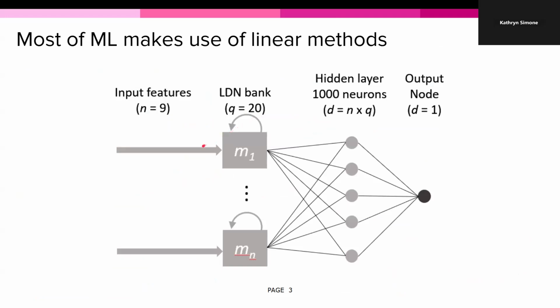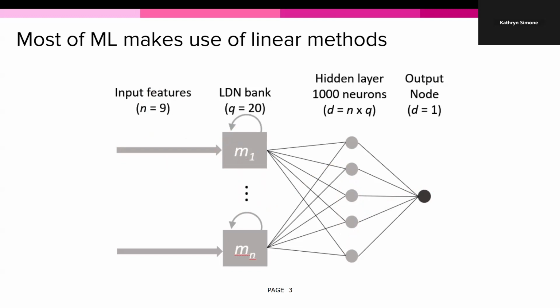And so this is what the architecture of that classifier looked like. We had 9 input features, and for each one, we applied a Legendre delay network to extract that compressed vector representation. We then fed that into a hidden layer of 1,000 neurons, and it was the output of those neurons that then converged onto the output node, which returned the class. Either a fall occurred or it did not.